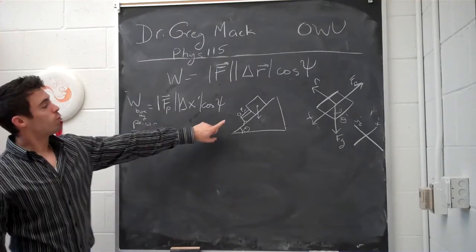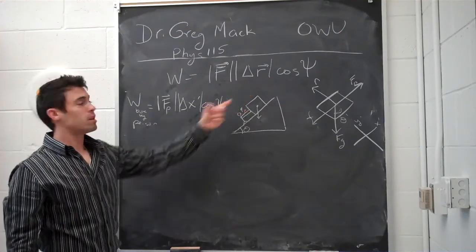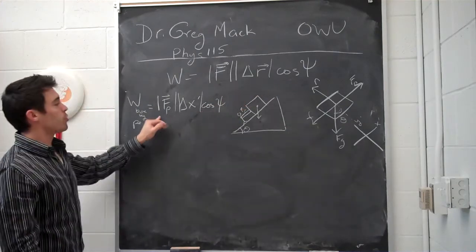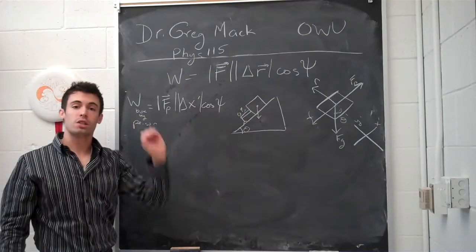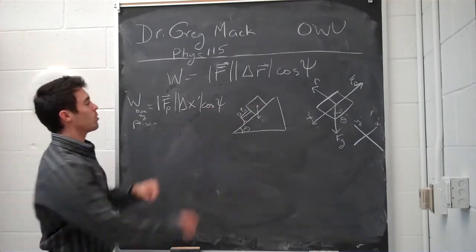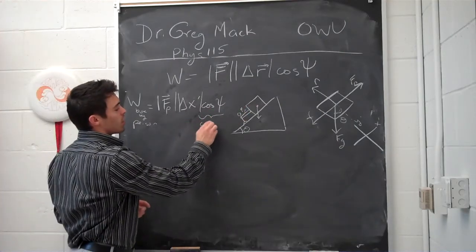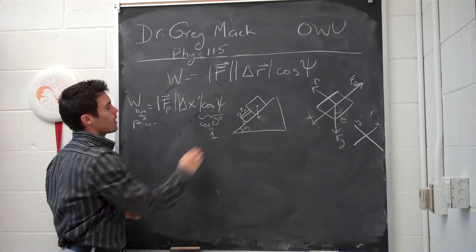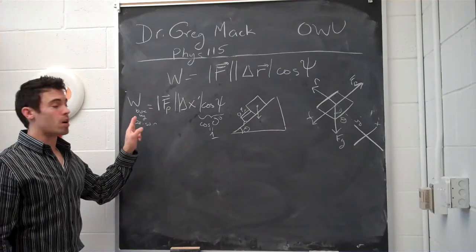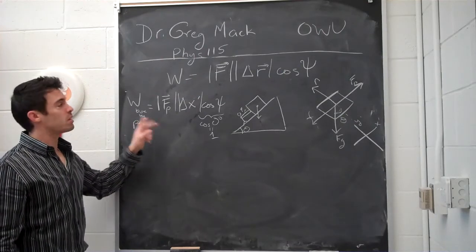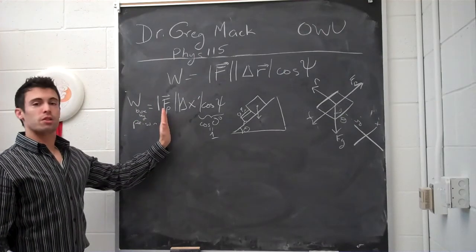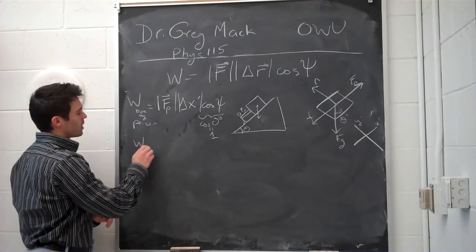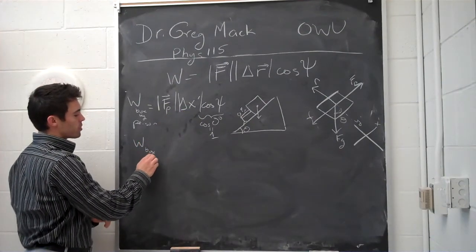So, for the person pushing the box up the incline, the angle between the displacement, which is going up, and the force the person is pushing, which is also going up, is 0. So psi right there is 0, which means that the cosine of 0 is 1. And so the work done on the box by the person is just equal to the person's force times the displacement. Now, what about the work done on the box by friction?